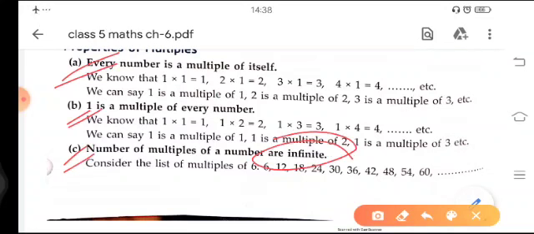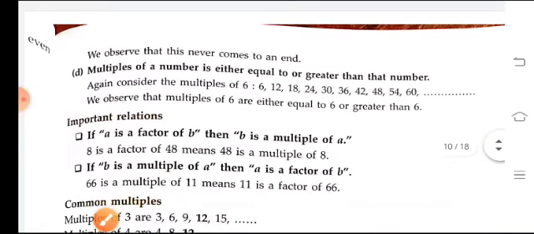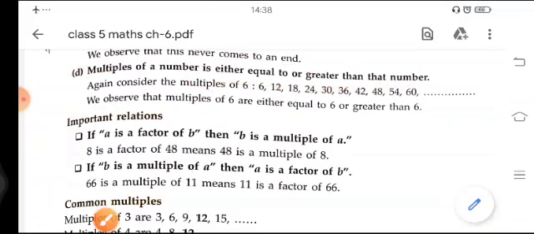There is not a certain number that they are a multiple of any digit. There are infinite numbers that are multiples of any number. And the last, the multiples of a number are either equal to or greater than that number. It is not less than the number. Okay, it will be equal or greater.